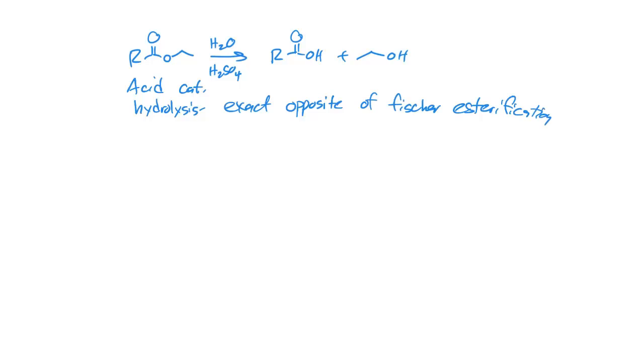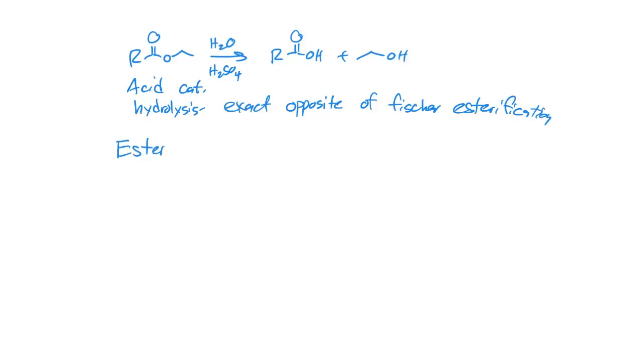So if you take the 7 or so steps that we used in the Fischer esterification mechanism, reverse all of them, that is the mechanism for this acid catalyzed hydrolysis. So I'm not going to show that mechanism here. You can check that in your book, but it is exactly the opposite. Every step just in reverse of the Fischer esterification reaction.